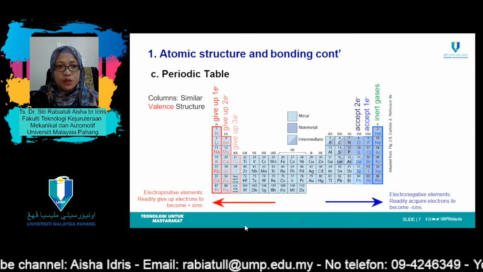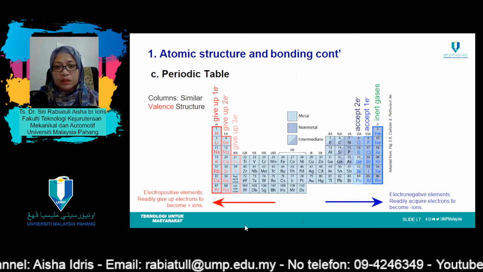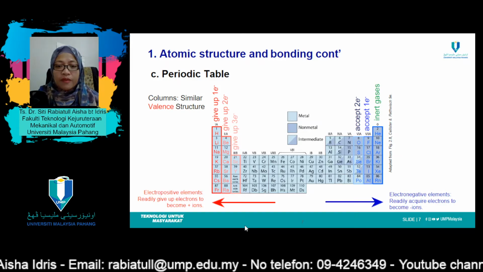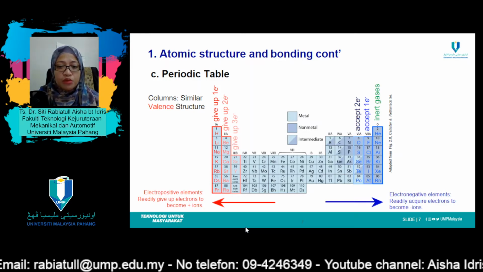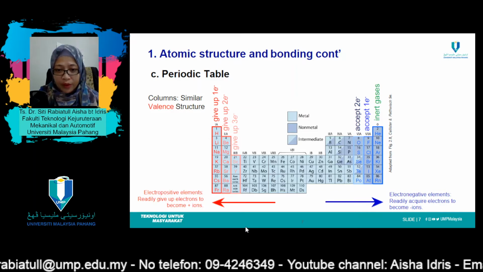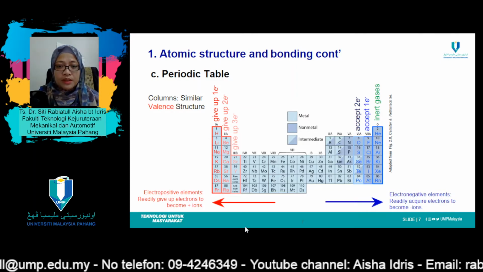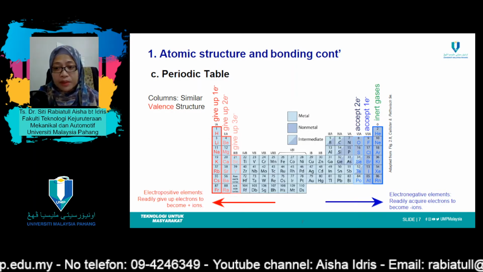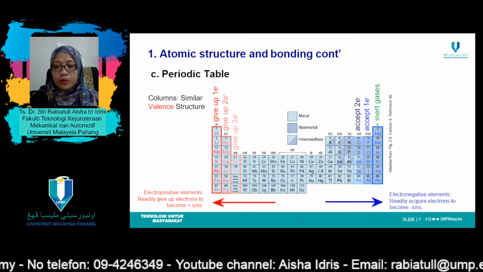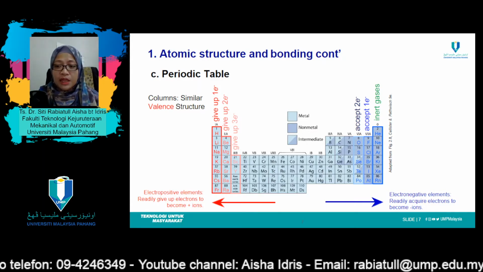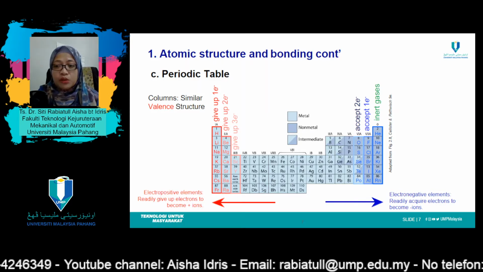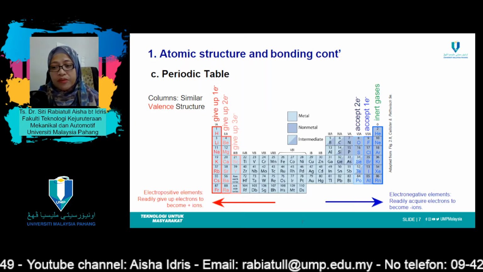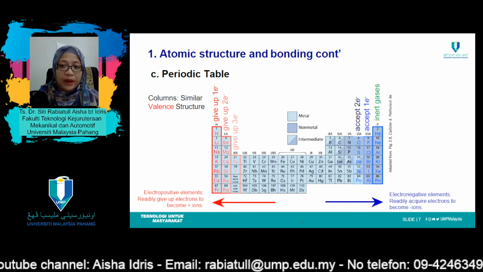If we refer to this periodic table, to the left, it means that the materials are ready to give up electrons to become positive ions. So it is known as electropositive elements. Meanwhile, to the right represent the electronegative elements, whereby the materials are ready to acquire or to receive electrons to become negative ions.